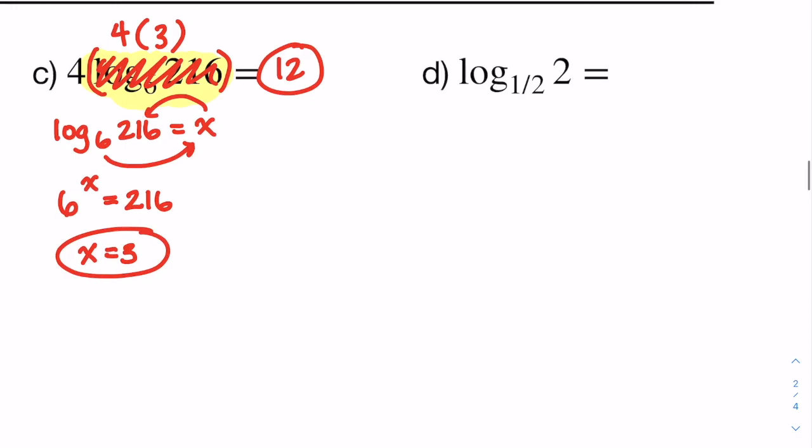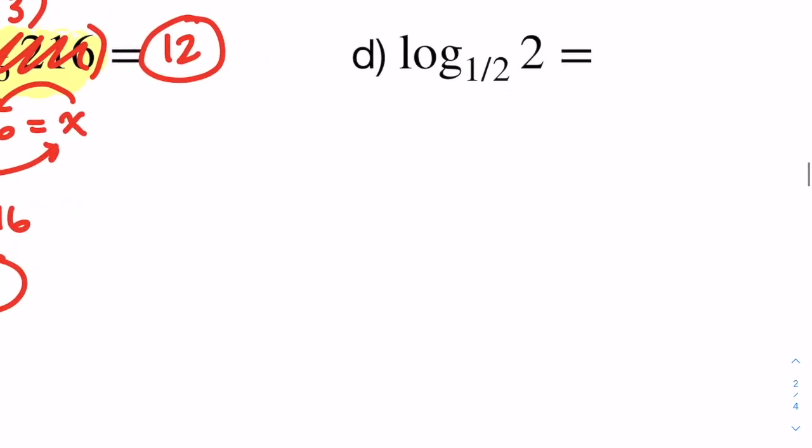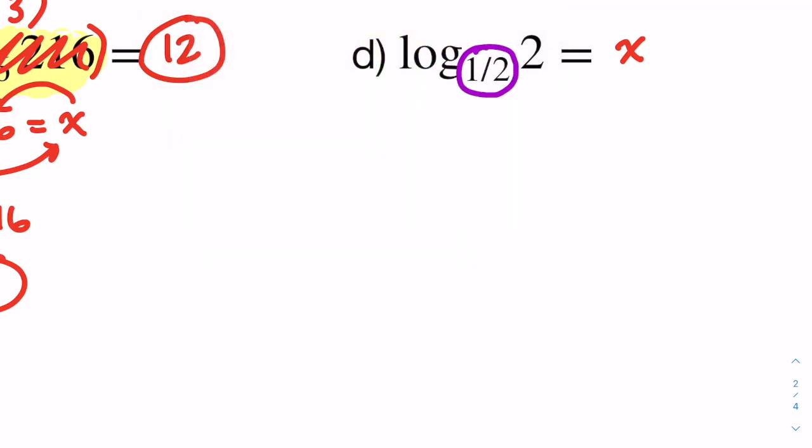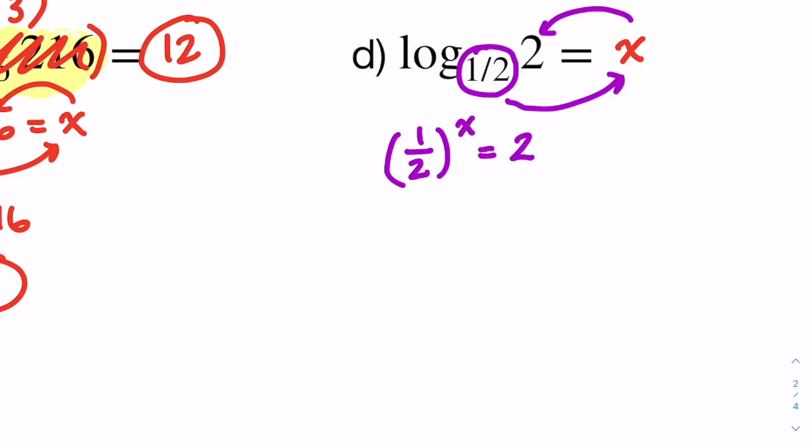Okay. Then we get a little bit fancy. So right here, if I just call this x, I can use the loop-de-loop trick. So here's my base. 1/2 to some power is 2. So hopefully this is pretty straightforward. You see that 2 doesn't change. The only thing that does change is it kind of rose from the denominator up to the numerator.